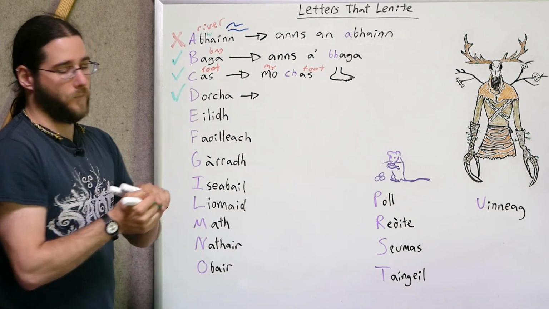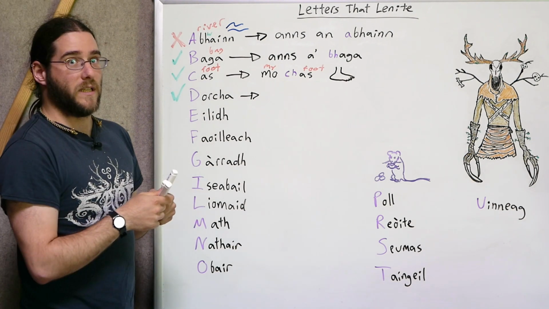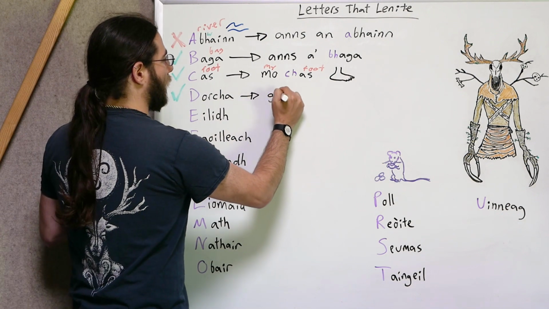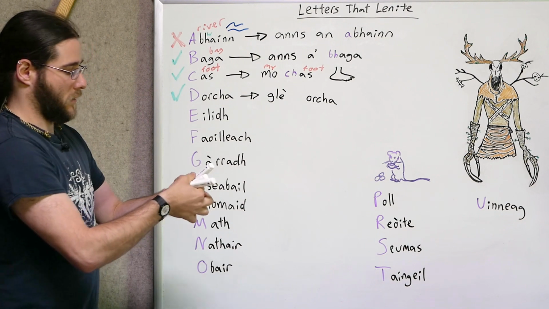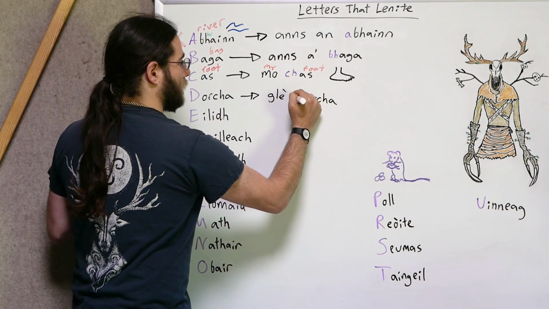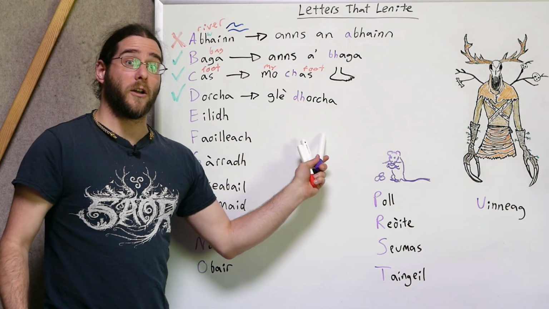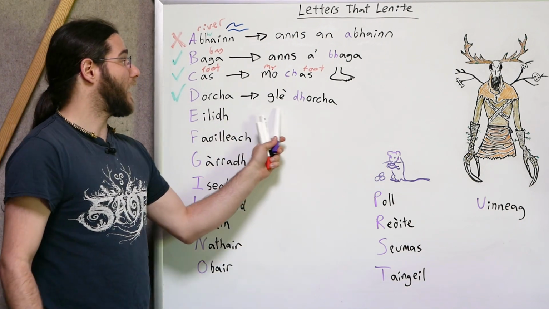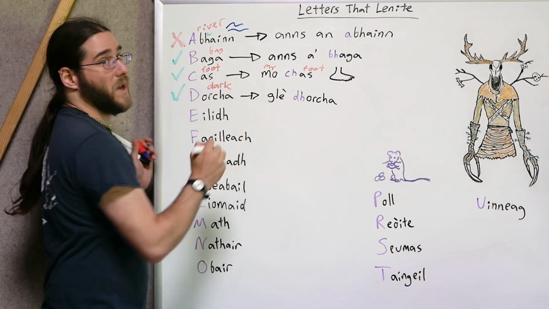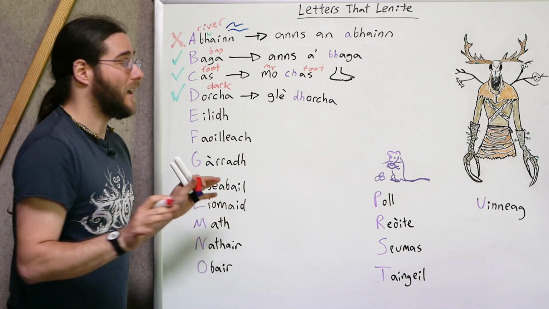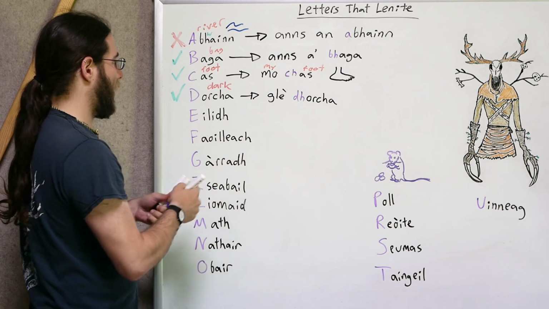Okay. So, an example of D leniting. Gle dhorcha. Yeah, gle dhorcha. Dorcha means dark. So maybe it's really dark at night. Yeah, gle dhorcha. Nice.